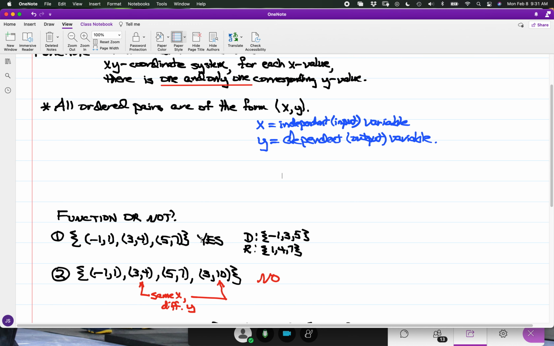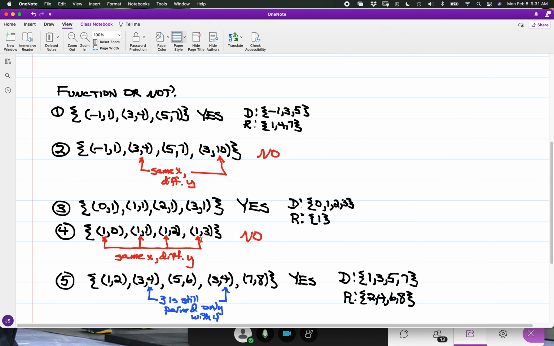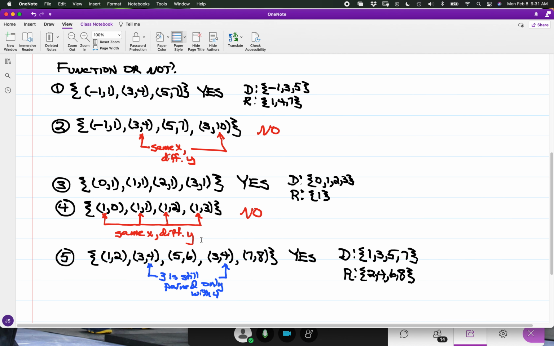We had examples of sets that are functions as well as those that are not functions. If you have only one y value for each corresponding x value, it is a function. What's referred to as the domain is the set of x values, and the range is the set of all y values.